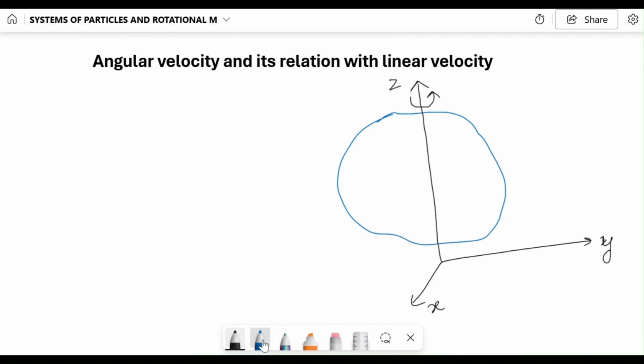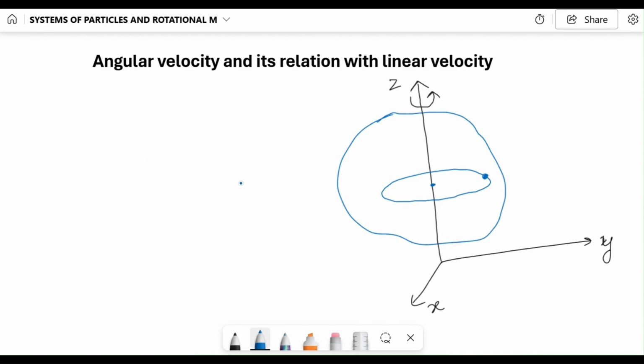So if we point out a particle from this rotating body, this particle will revolve around this z-axis on a circular path, and this z-axis is passing through the center of this circle. And if we take this circle, it is lying in the xy plane. It is parallel to the xy plane. So let me bring it out here.